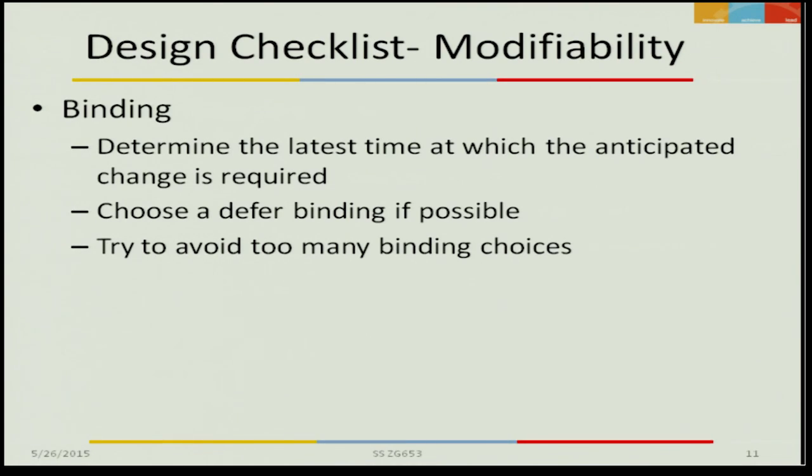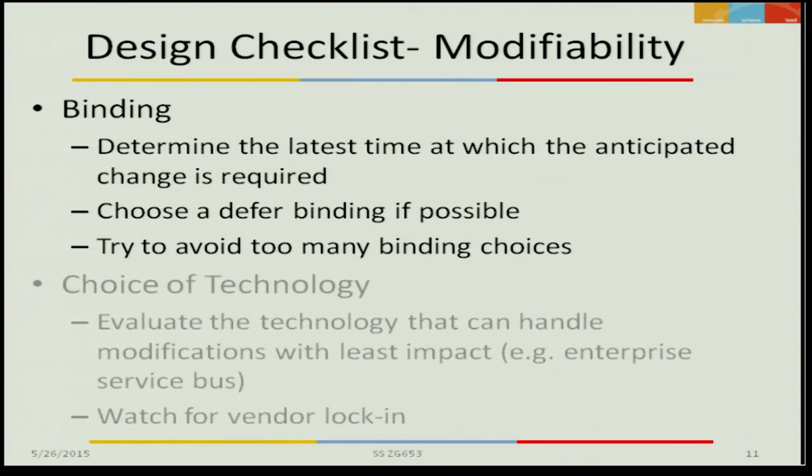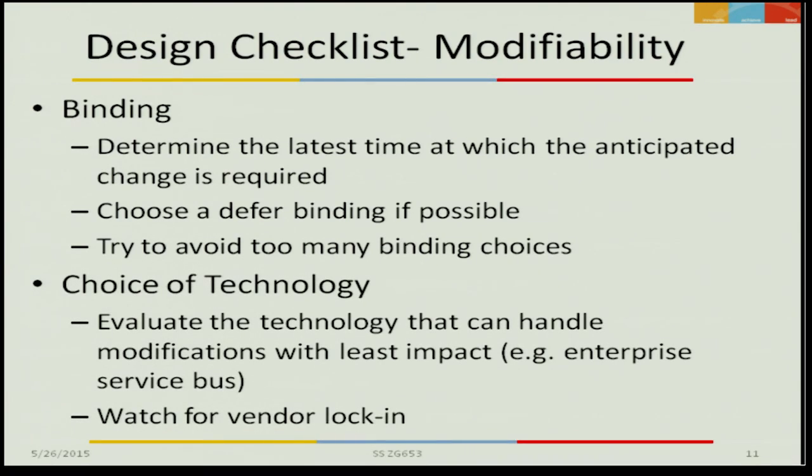So choose deferred binding if possible, and also try to avoid too many binding choices. That makes life really complicated, and it makes the architecture complicated and the analysis of the system quite complicated. So try to avoid too many binding choices. Make it simple.